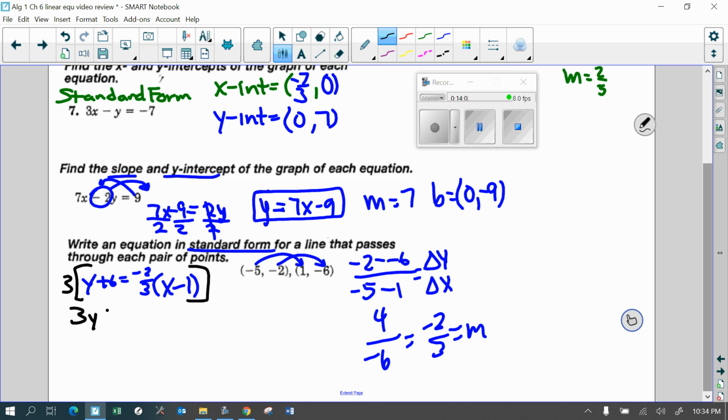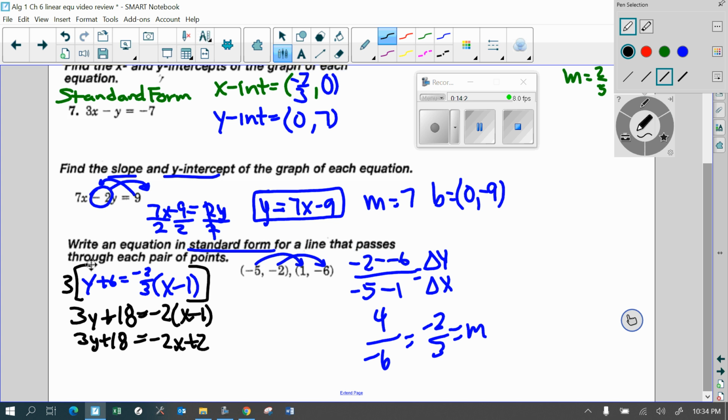So 3y plus 18 equals, the 3's cancel, well, -2 times the quantity x minus 1. Distribute that through there, and I get -2x plus 2 equals 3y plus 18. Now, again, I look at the coefficient of the x, the one I'm solving, because I need it to be ax. A has to be positive. A is right here, ax.